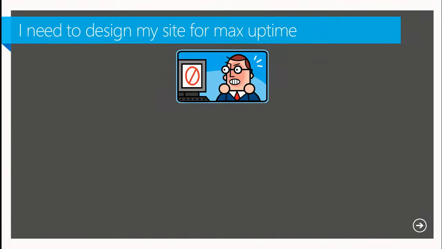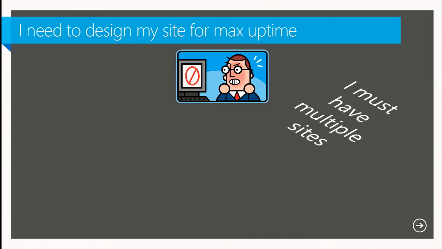So one of the questions we get all the time in the forums is, okay, I need to design my site for maximum uptime. What should I do? The first thing I hear is, okay, I really need to have multiple sites, because in all my wisdom, I know if my primary site goes down, automatically my 45,000 clients will just reassign to the next primary site that I have. That won't happen. It will not happen.